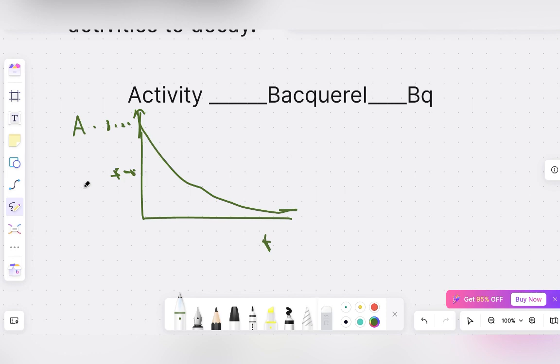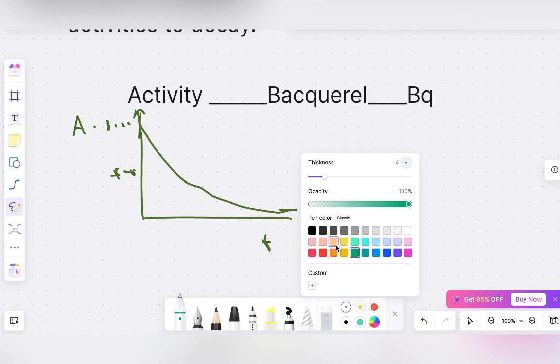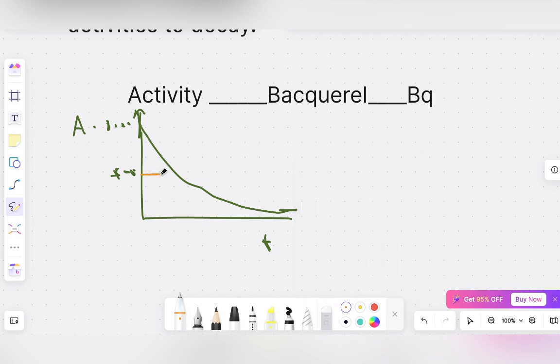So what you do is come to half of the value, trace it to the curve, and once you get to the curve, bring it down to the x-axis, the time axis. Whatever value you get there is the half-life.